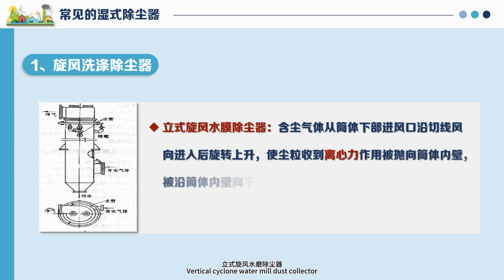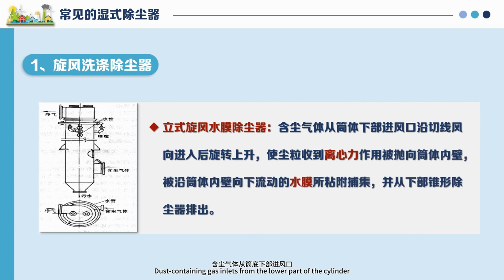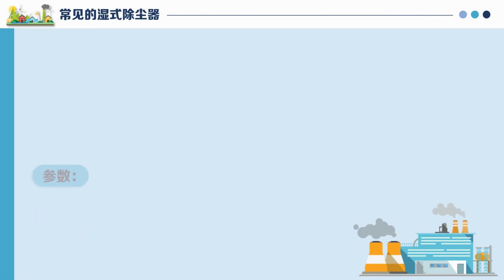Vertical cyclone water film dust collector. Dust containing gas inlets from the lower part of the cylinder. After entering along the tangent wind direction, it rotates and ascends. Dust particles are subjected to centrifugal force and thrown to the inner wall of the cylinder. They are adhered and trapped by the water film flowing down the inner wall of the cylinder and discharged from the lower cone dust collector.